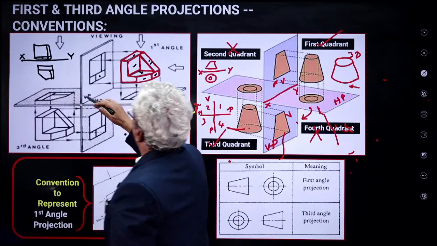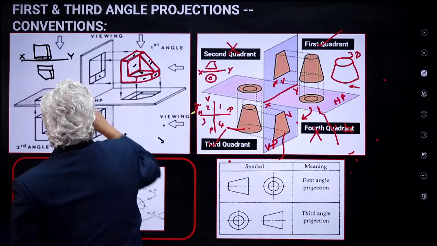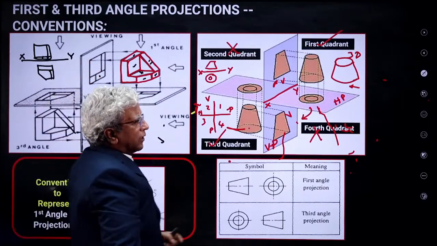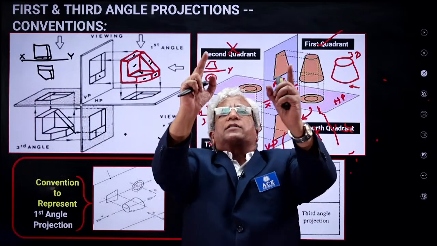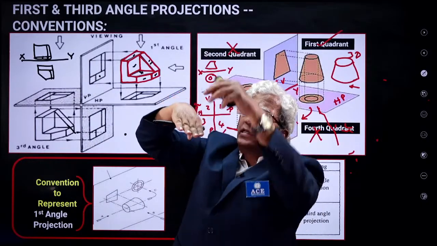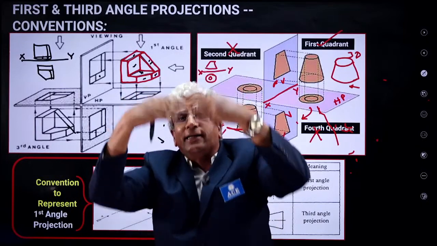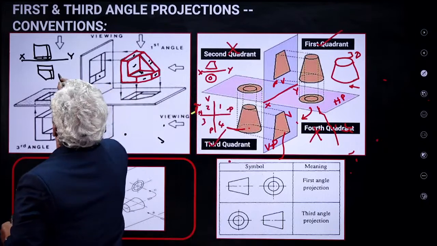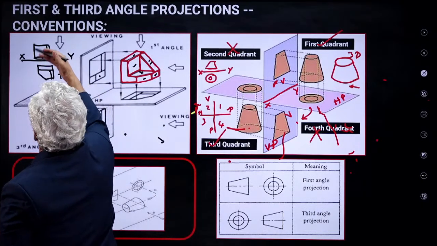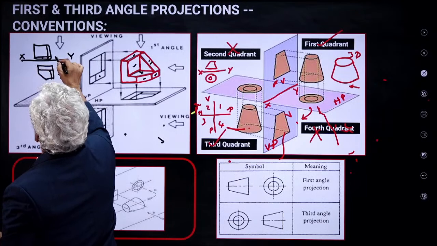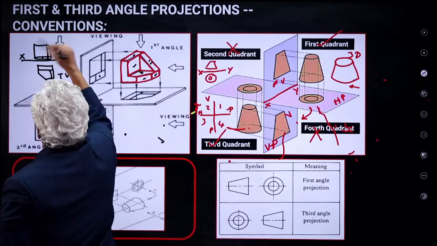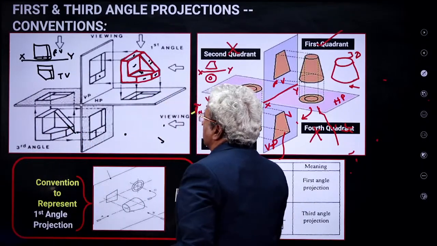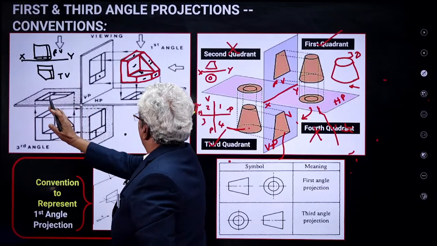So how are we able to draw on a sheet, which is in two dimensions only, by turning this like this? Therefore, for the first angle projection, the top view is drawn here and it is turned like this, so it comes to the bottom. So in the first angle projection, the top view or plan comes below the XY line, and the front view above the XY line.